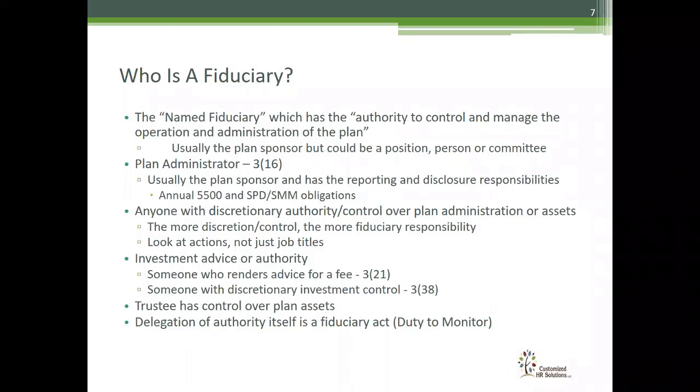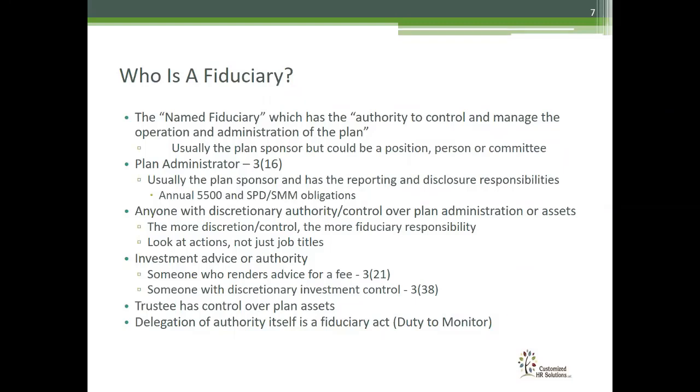Investment advice and authority, you guys have already touched on. These are, again, specifically provided for in the statute. Anybody that provides advice to the plan for a fee is a 321 advisor, and kind of is a co-fiduciary, if you will, because they don't necessarily have authority, but they are providing advice for a fee. And then the 338 has discretionary investment authority, so that means they actually can decide the investments, and that makes them a fiduciary because they have control over the assets in the plan.